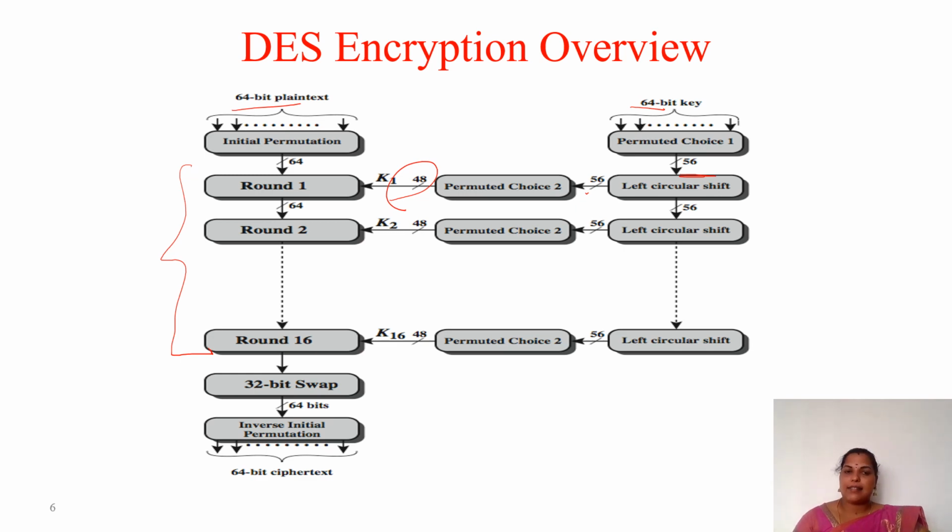Then after the 16 rounds, we are performing a 32-bit swap. There are two halves, left and right, swapped, so that it forms 64 bits. Then that is given to the inverse initial permutation, and finally we get the ciphertext. So in order to do the encryption process, see how many complex activities and computations we are doing. So what is our main objective? We have to improve the security of any crypto system. That is our ultimate objective. So in order to improve the security, we are doing this much work.